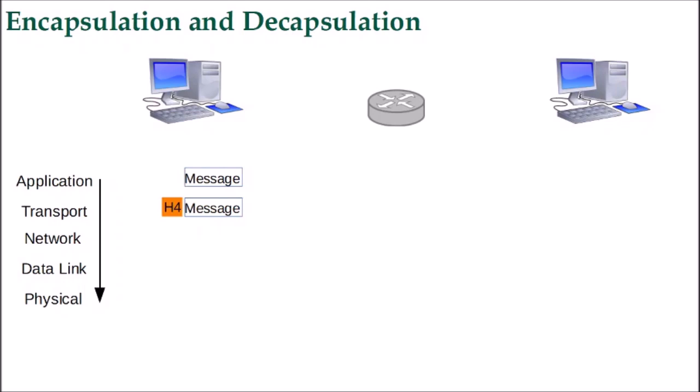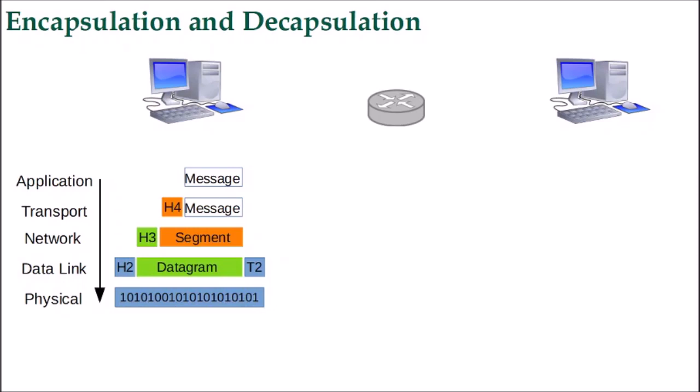The segment goes down to the network layer. The network layer will add another header, and it will now be called a datagram. When the datagram goes down, the data link layer will add the head and the tail. It will now be called a frame. The frame will be converted to bits once it goes down the physical layer.